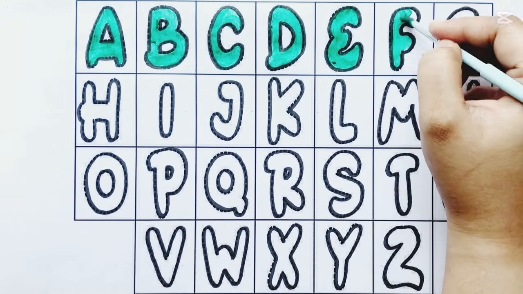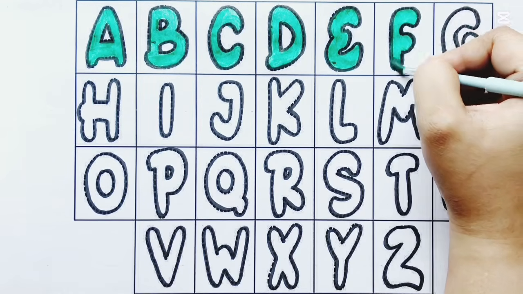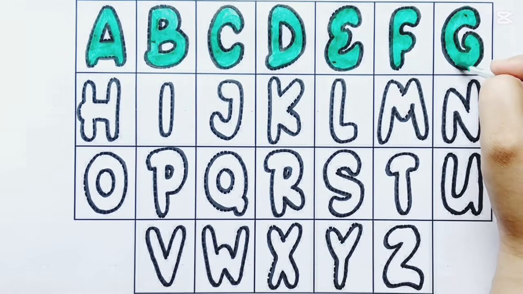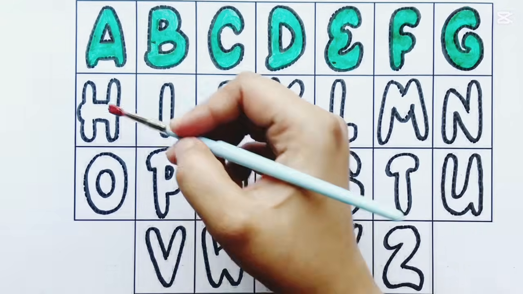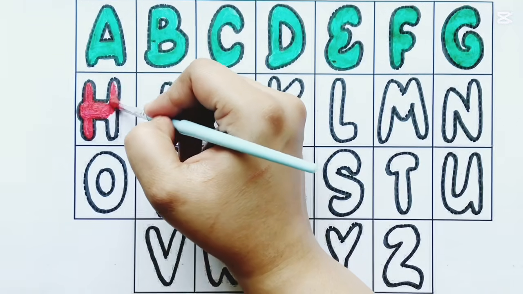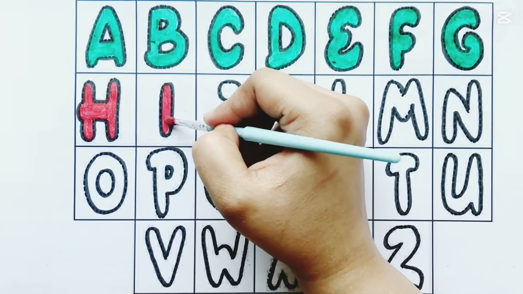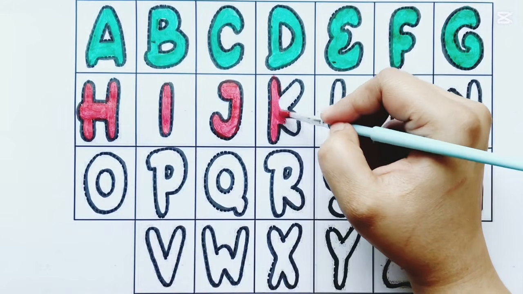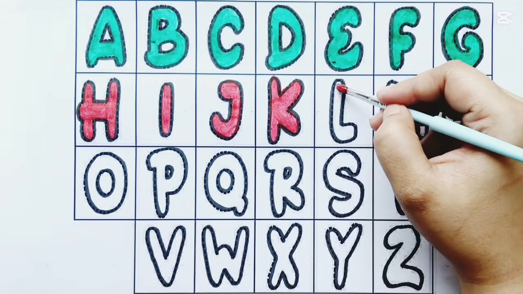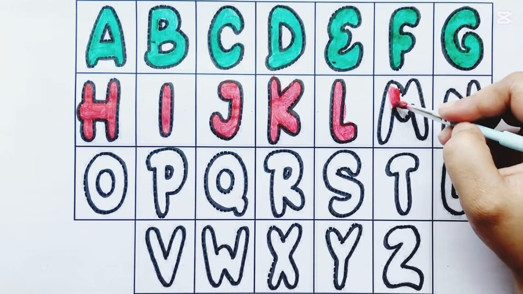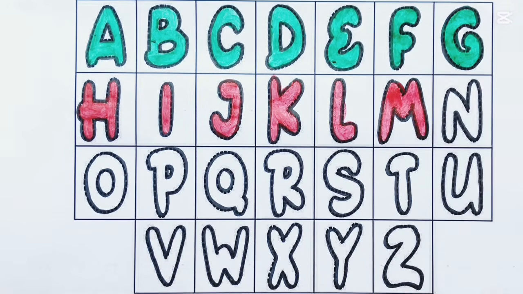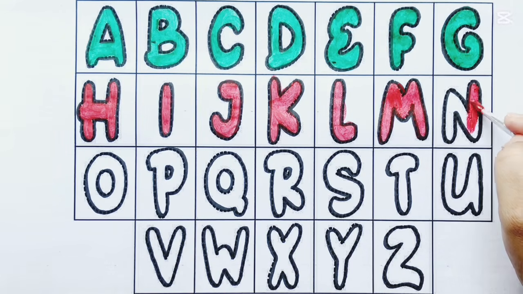F for fish. G for giraffe. Red color. H for horse. I for ice cream. J for jug. K for kite. L for lollipop. M for monkey. N for nest.